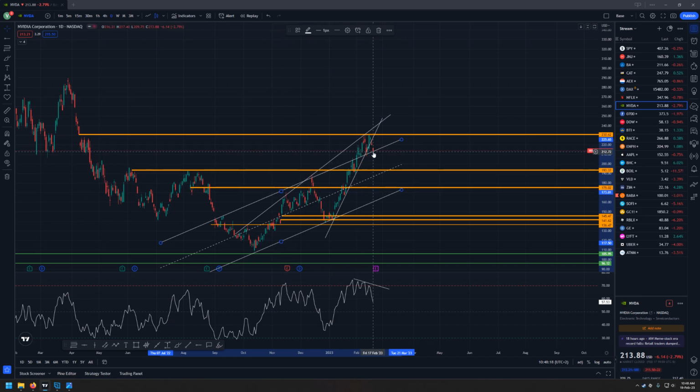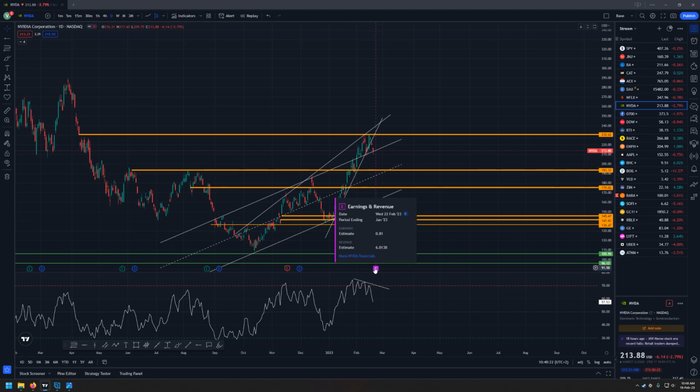So it might continue down, but I didn't like that we're going into earnings. It might have a run up. If earnings crater, I think a buy is around here at 192.